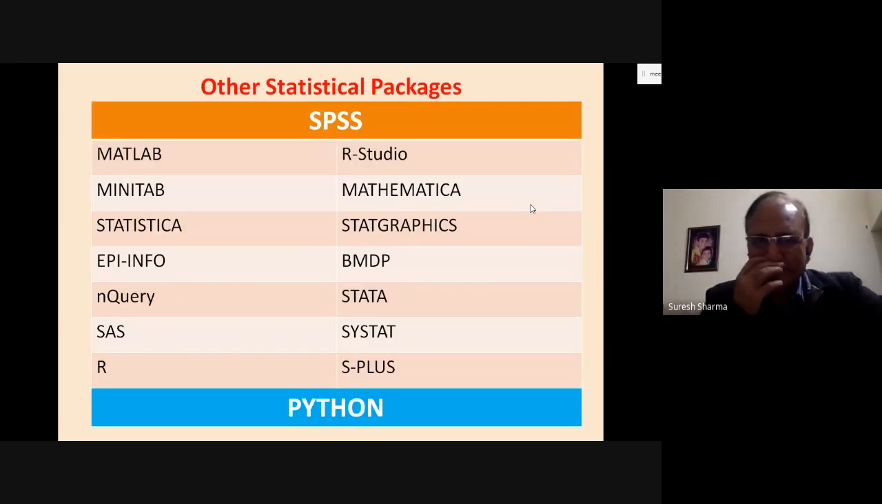There are many other statistical packages. We are covering SPSS, but in many of the workshops we have also covered R and RStudio. I also give training on Minitab, MATLAB, and Statistica. In fact, I have mentioned many of the software here. I give training on almost 9 software packages. And now people are also learning Python. I have also started learning Python now. If you know Python, then you don't require any one of these packages. But Python and R are difficult to understand in the sense that you need a little bit of programming. If you know a little bit of programming, you can understand these languages.